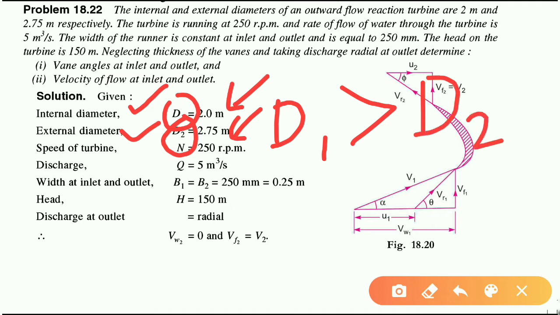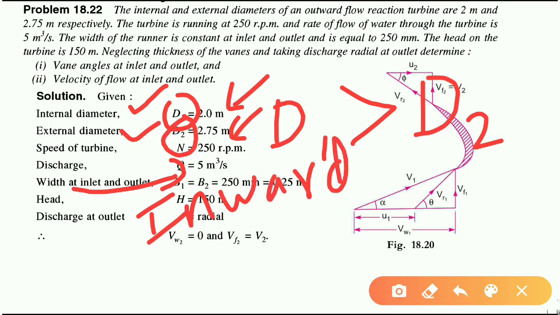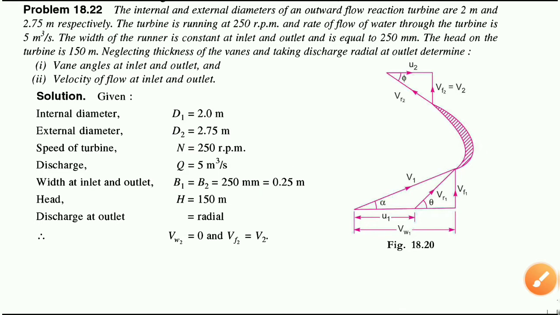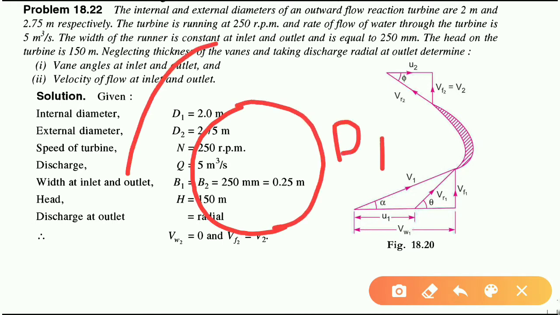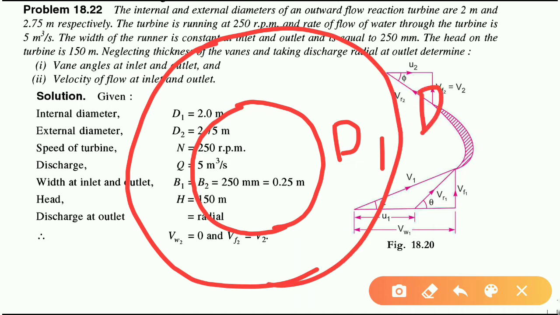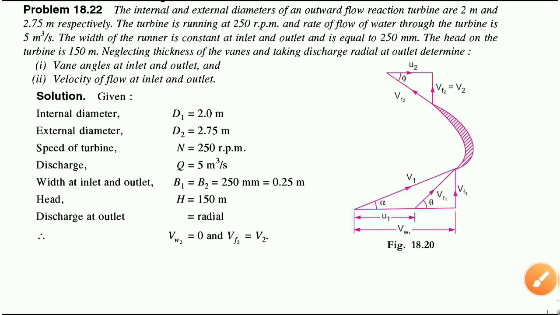In case of these inward flow reaction turbines, because the flow is radially inward, the fluid enters at the outer diameter which is larger and leaves at the smaller diameter at the outlet. Opposite to this is the outward radial flow reaction turbine. In this turbine, the flow enters at the inlet of the turbine which is the smaller diameter and leaves at the outer diameter which is larger in size. Hence D1 is smaller than D2.